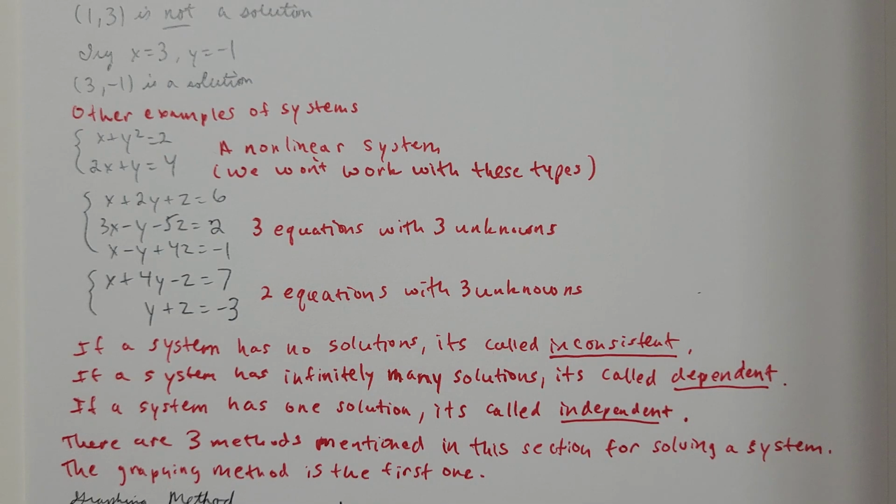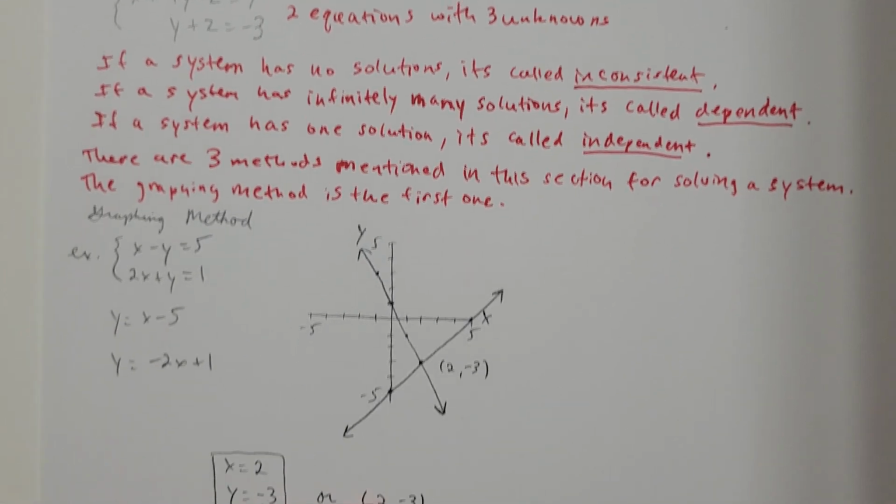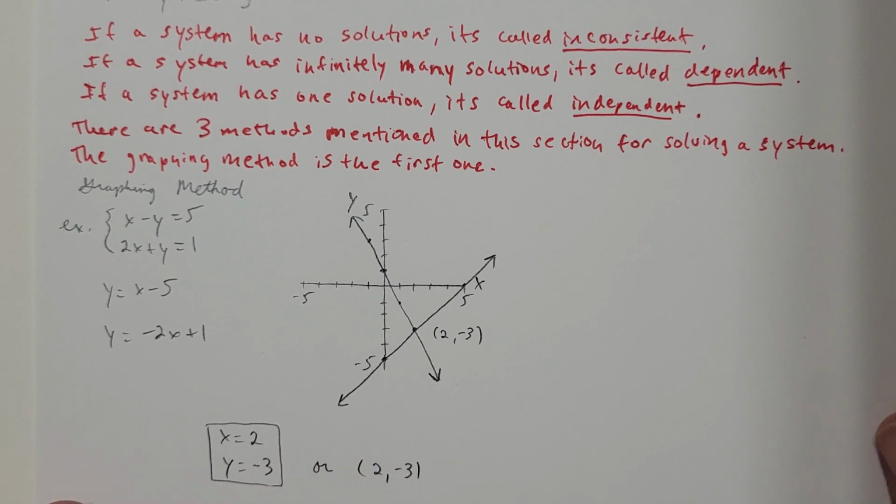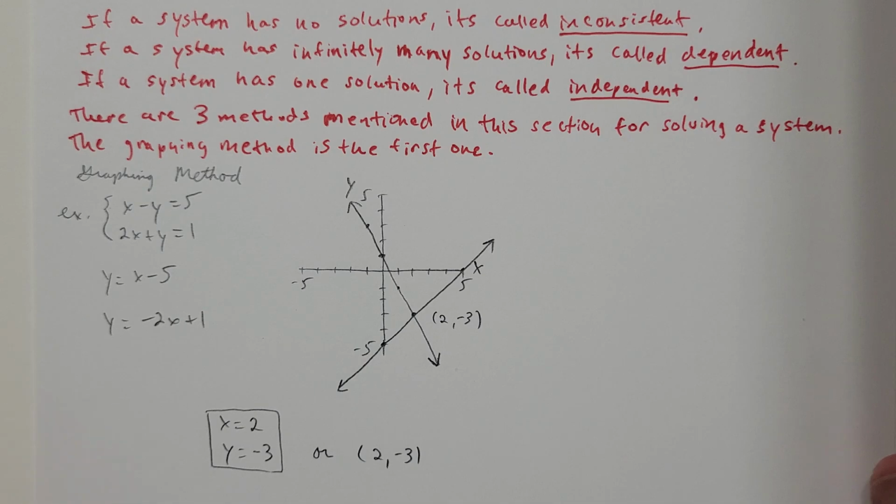Now, if a system has no solutions, it's called inconsistent. Okay, and we'll see some examples of that. On the other hand, if a system has infinitely many solutions, it's called dependent. We'll see some examples of that. Otherwise, if a system only has one solution, it's called independent. Okay? Now, there are three methods in this section for solving a system. They are the graphing method, the substitution method, and then the elimination method, or sometimes we call the elimination method the addition method. It's the same thing.